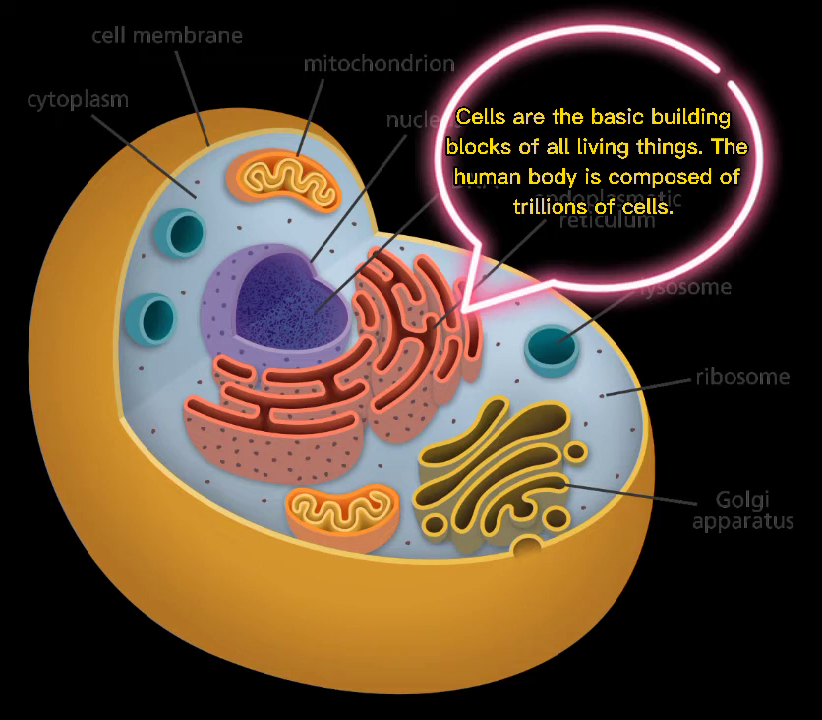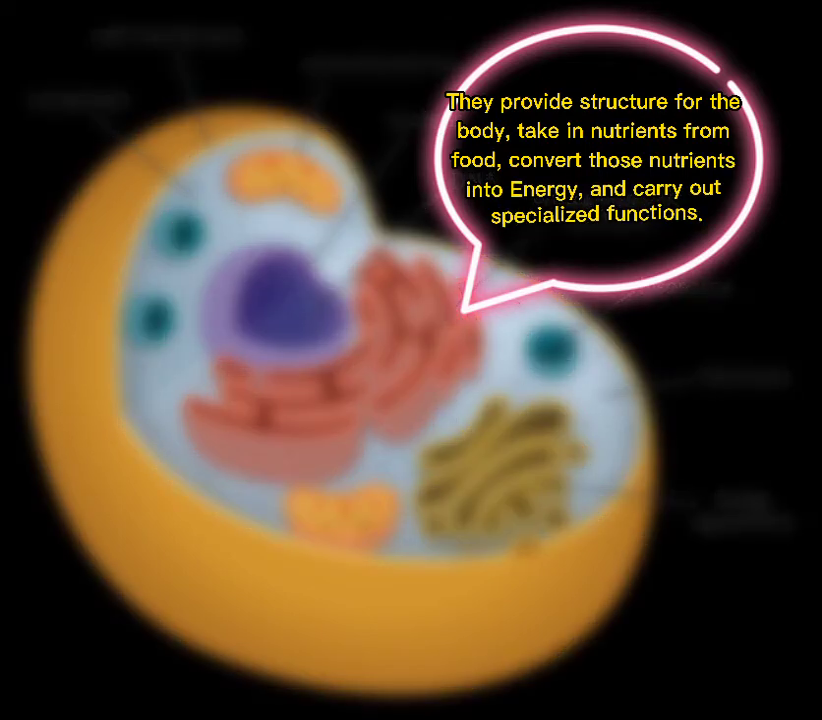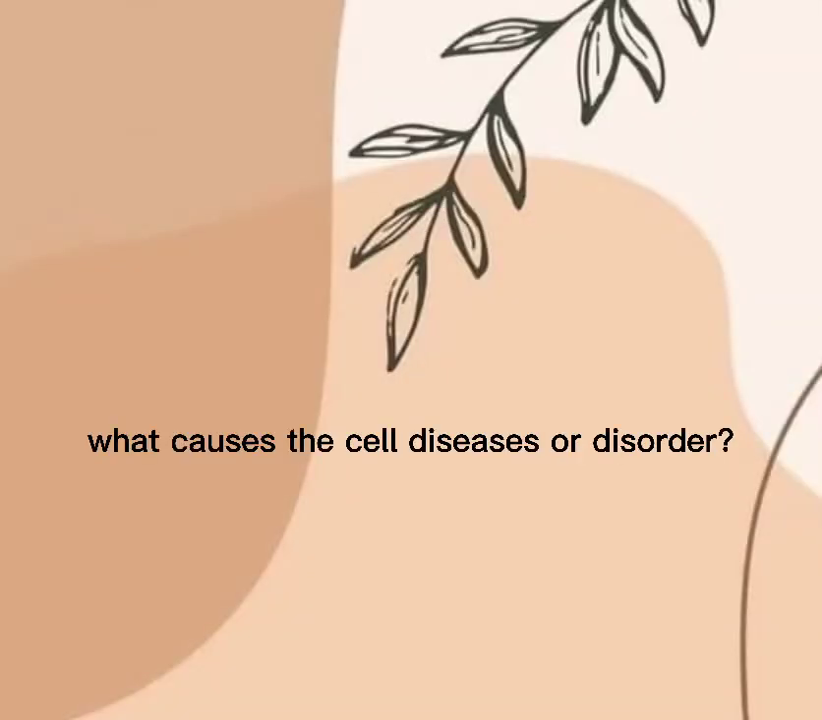Cells are the basic building blocks of all living things. The human body is composed of trillions of cells. They provide structure for the body, take in nutrients from food, convert those nutrients into energy, and carry out specialized functions. What causes cell diseases or disorders?